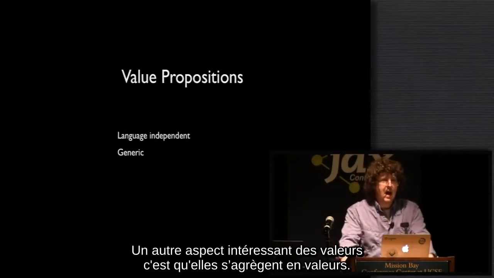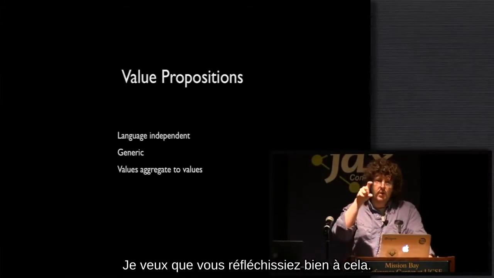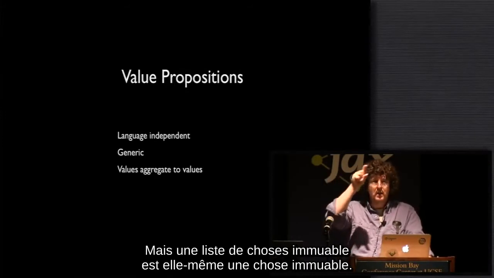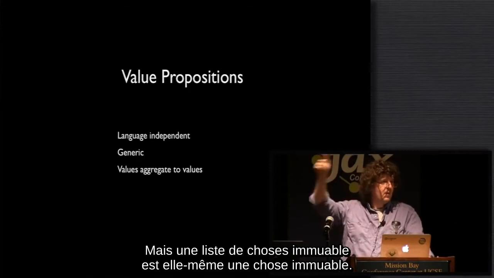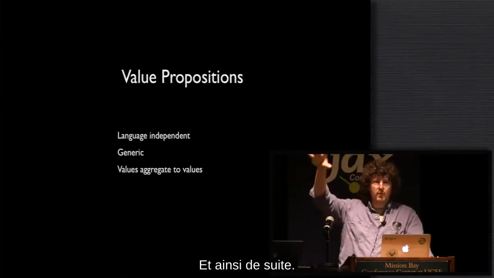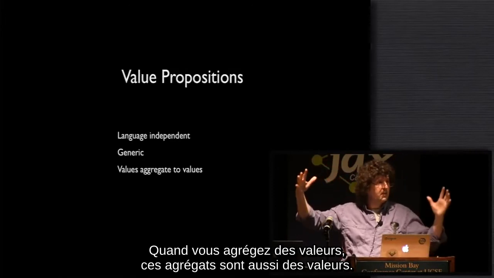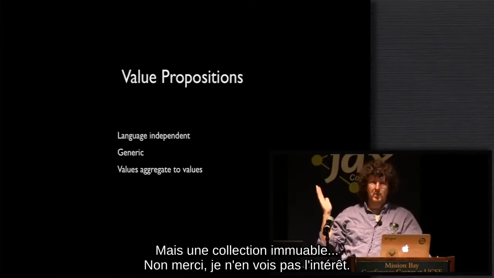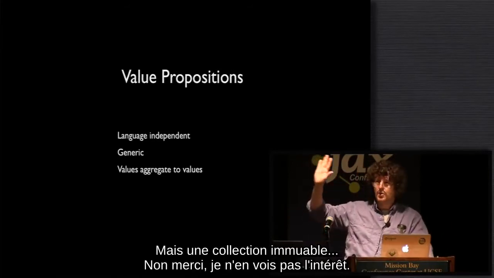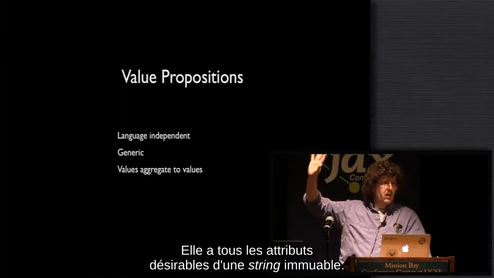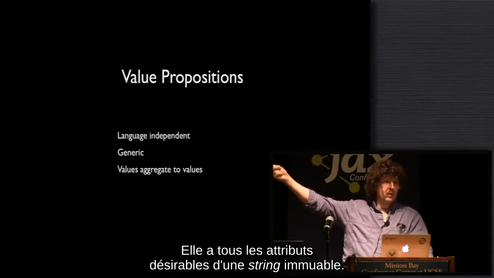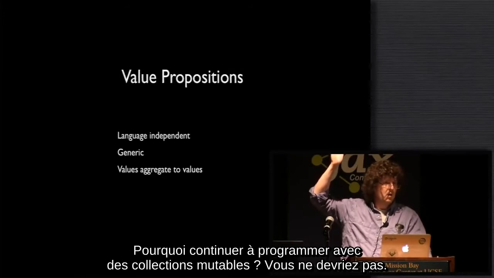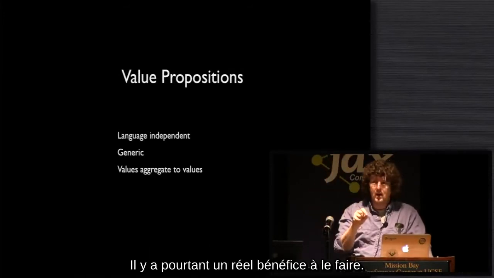Another interesting thing about values is that values aggregate to values. This is something I really want you to focus on. We talked about 42. We talked about a string. We talked about atomic things. But a list of immutable things is itself an immutable thing, and so on. As you build aggregates, those bigger things are also values. I think we tend to stop. We say, of course strings should be immutable. But an immutable collection, ugh, I can't even comprehend it. But you should. It has all the same desirable attributes that the immutable string did. Nobody here wants to program with mutable strings anymore. Why do you want to program with mutable collections anymore? You shouldn't.